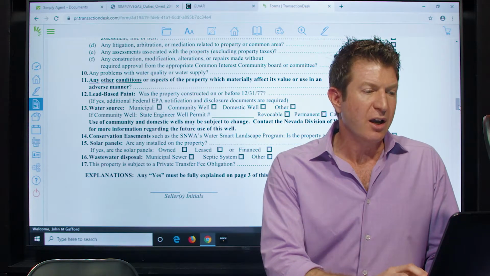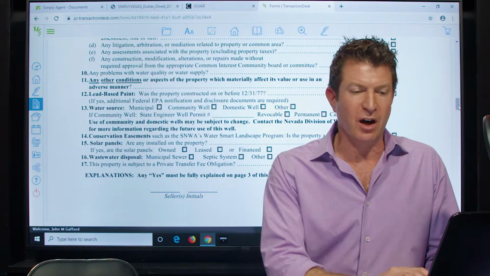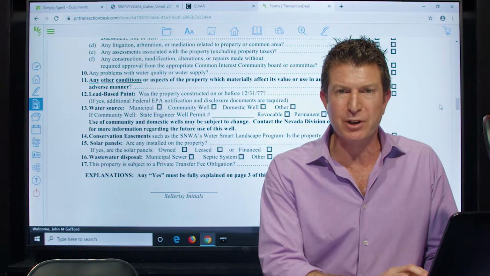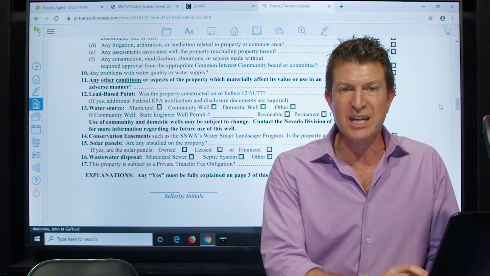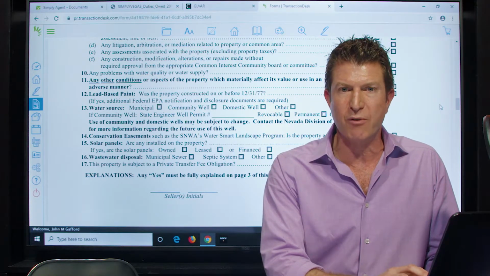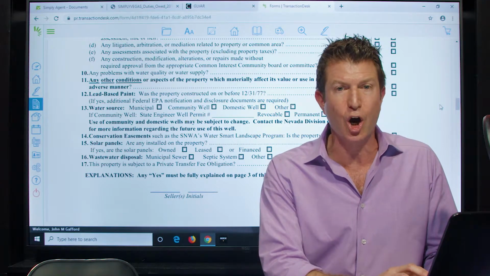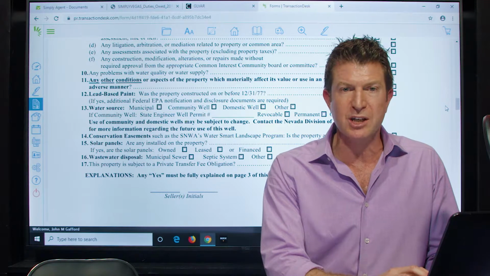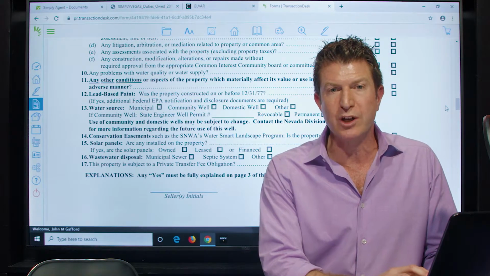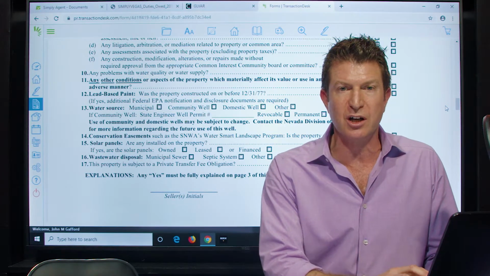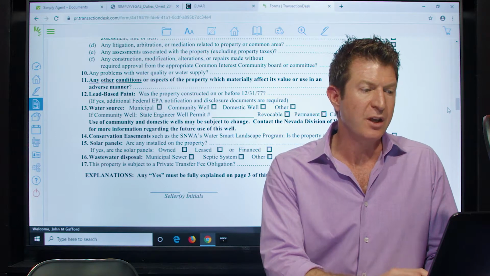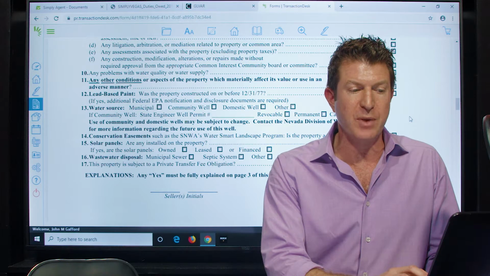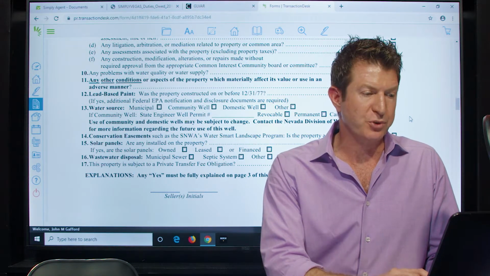Any other conditions of the property that are going to materially affect its value. Again, it could be something random. I've got no specific instance for this, but that's going to be yes or no if there's something. The key with this is to over-disclose rather than under-disclose. Lead-based paint, really simple. If the house was built before 12/31/77, you've got to disclose that there might be lead-based paint in there. Water source, whether it's municipal, community well, domestic well, etc., very simple to complete.